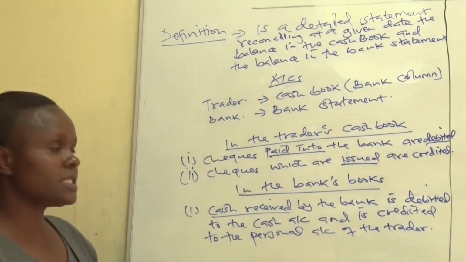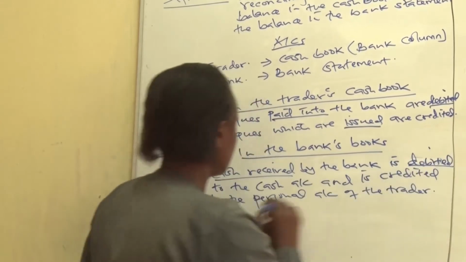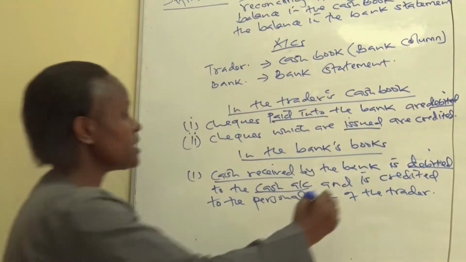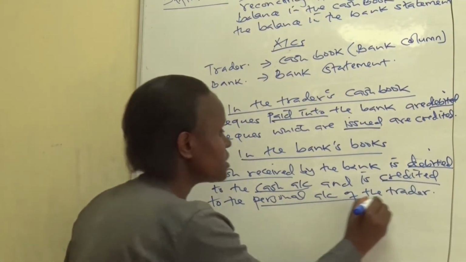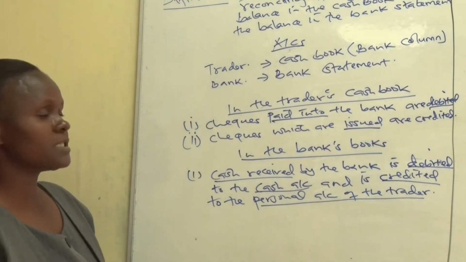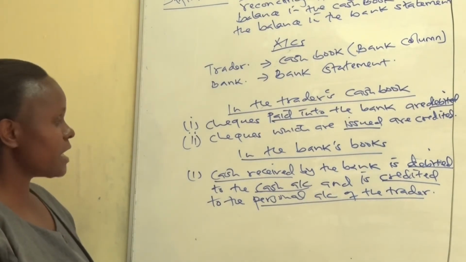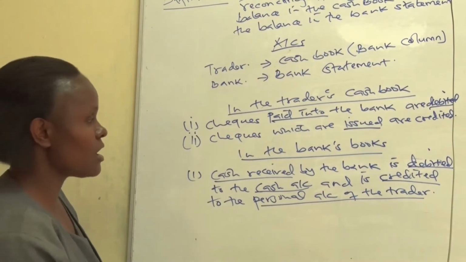So when the bank receives money from the trader, it has to debit this cash account in the bank, then credit the personal account of the trader. So as you take money to the bank, the bank credits your account as you debit the cash book. Then it will debit this cash account in the bank. They have their cash account.